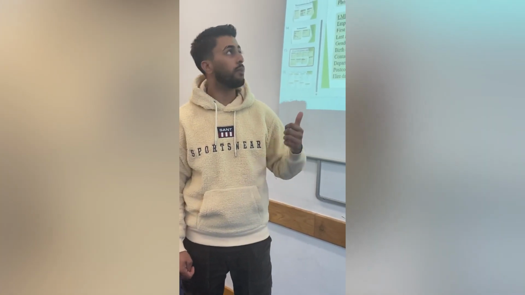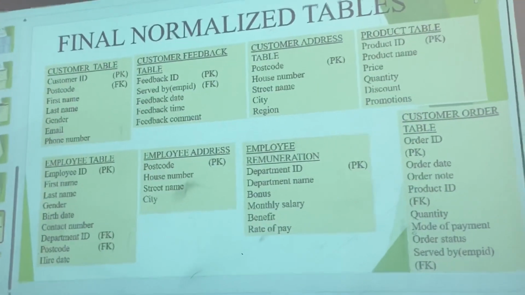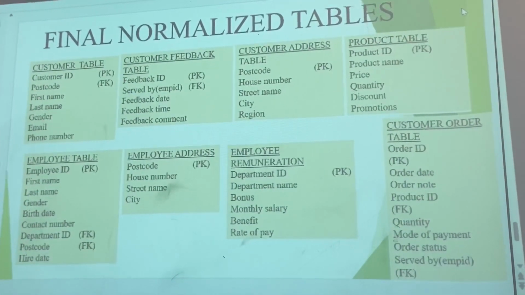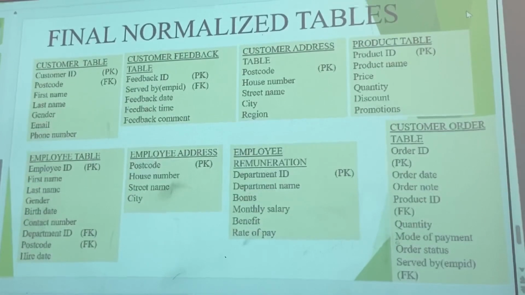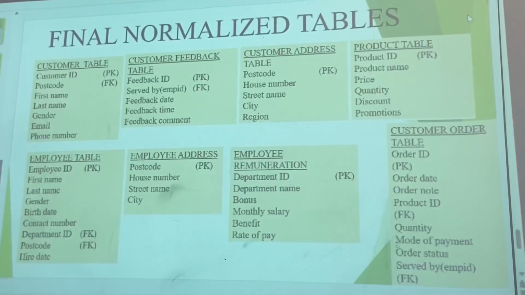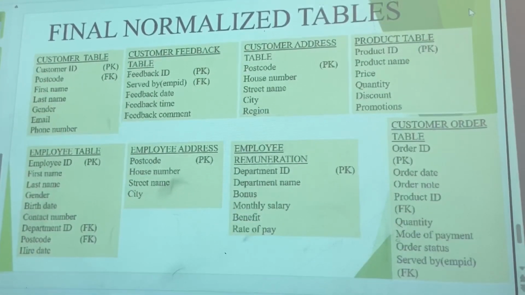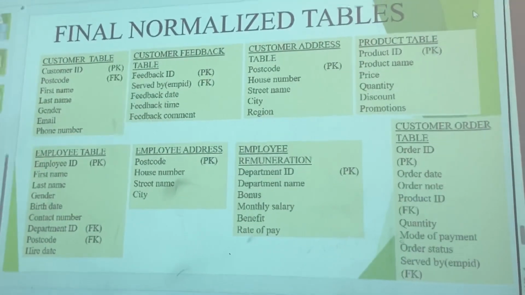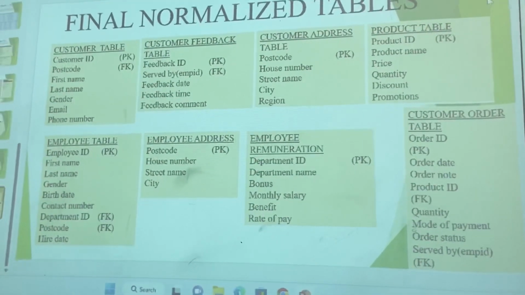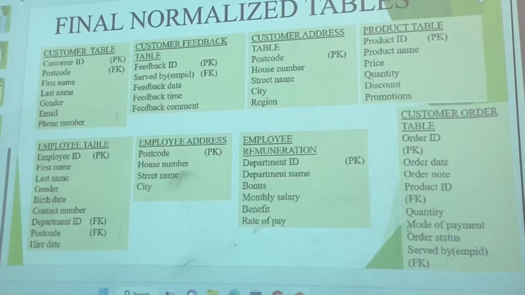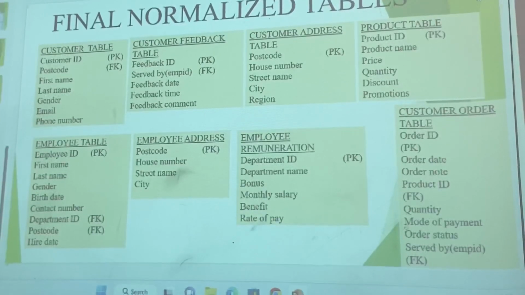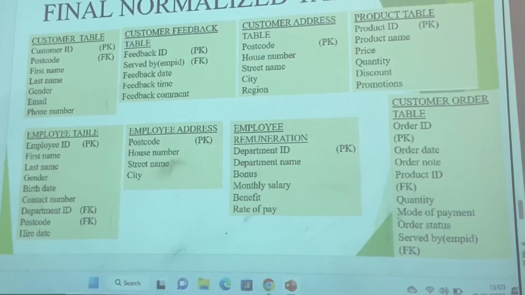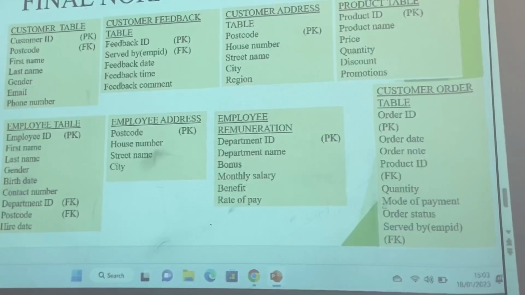My name is Mansoor Faisal and I'm from Group 10. I'm going to present the final normalized tables. We created the database in MS Access. For the customer tables, we have customer feedback, customer address, product table, and the customer order table. With the employee table, we have the employee address and employee remuneration. My colleague is going to present further.